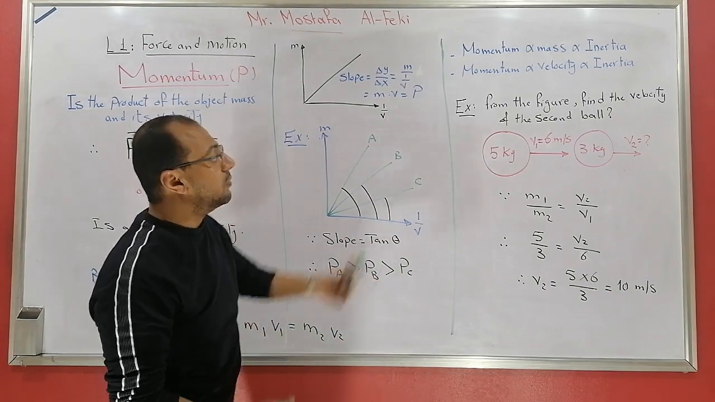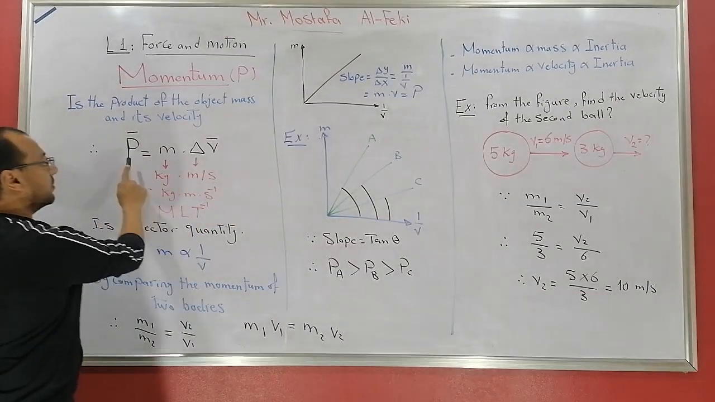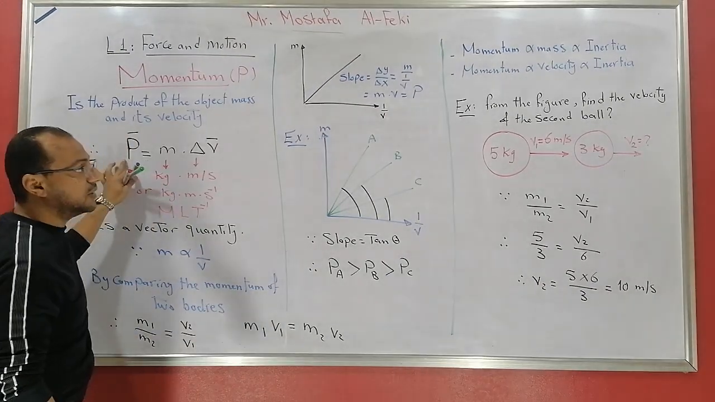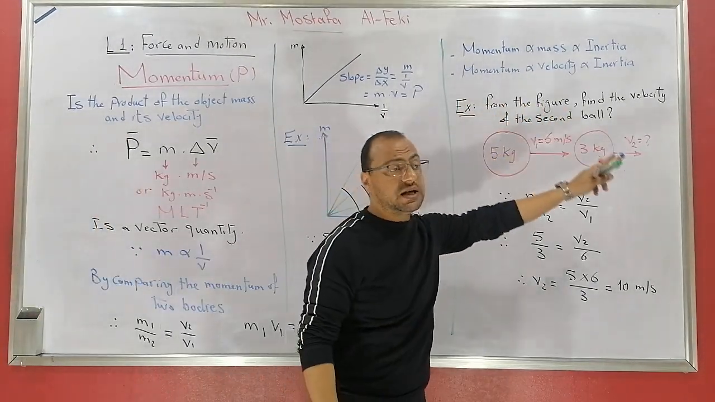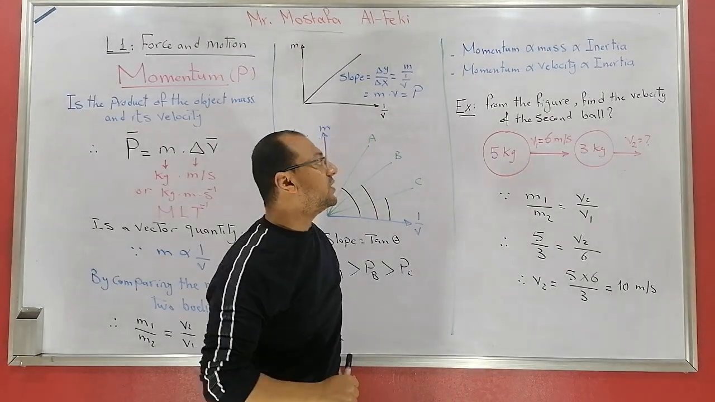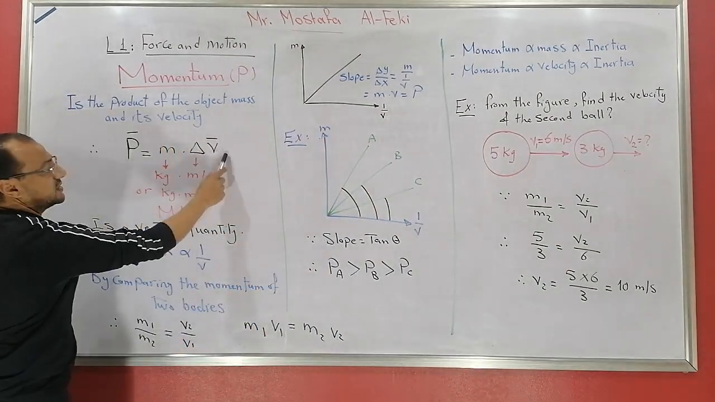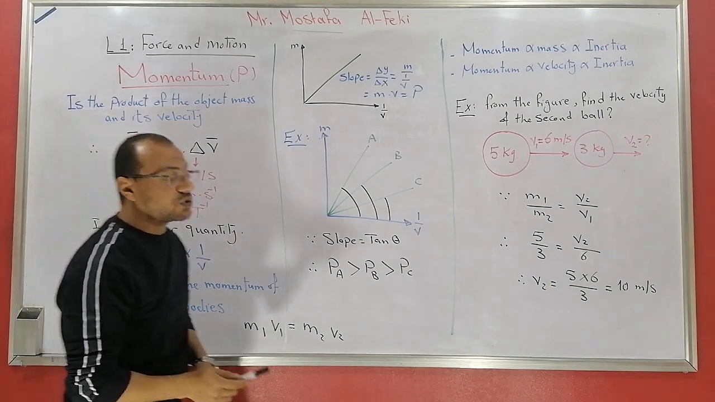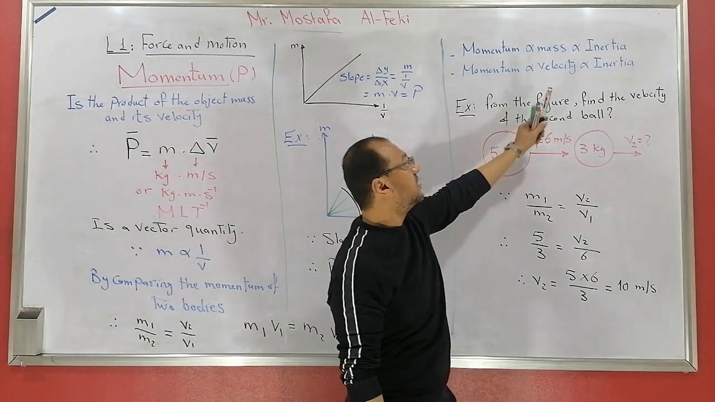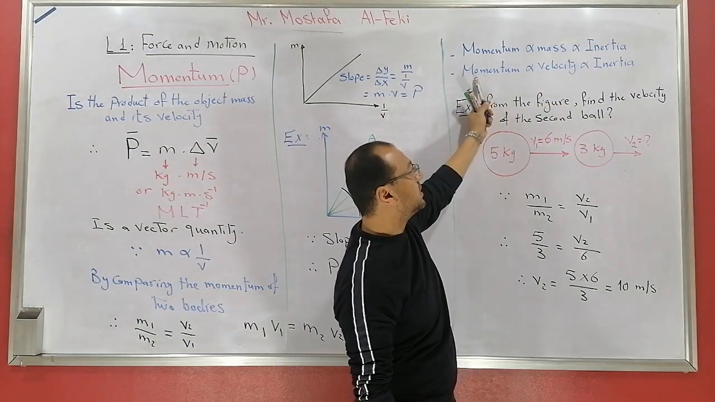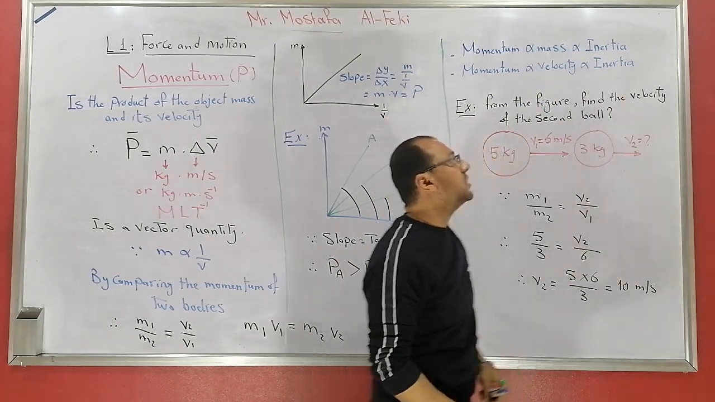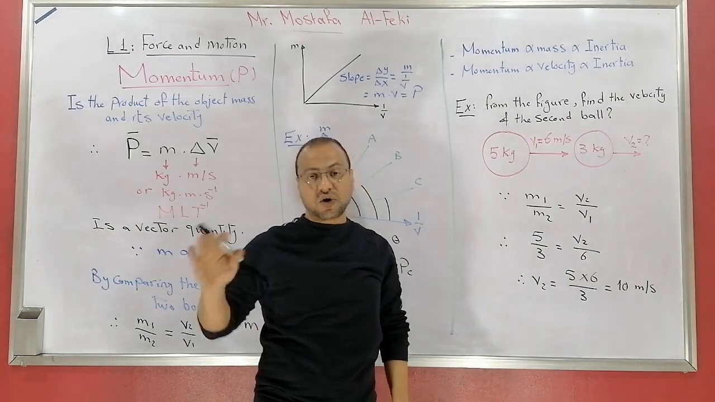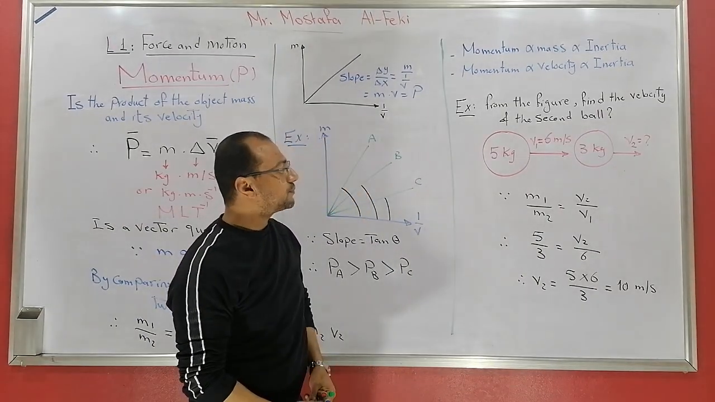Momentum is directly proportional to the mass. As the mass of the object increases, the momentum increases, and the inertia increases. Inertia is related to Newton's first law. And as the velocity of the object increases, the momentum increases. The relation between them is directly proportional. That is also directly proportional to inertia, and the inertia is the tendency of the body to keep its state of rest or of motion.